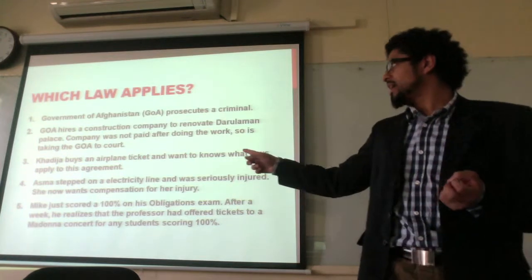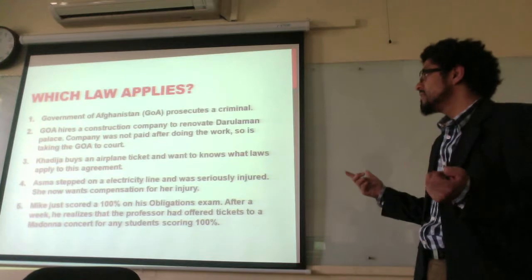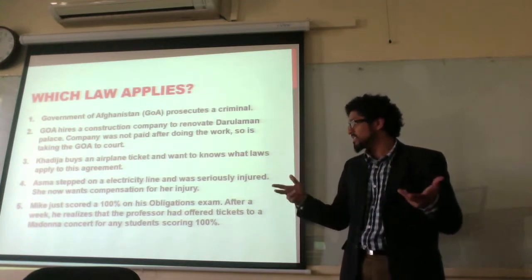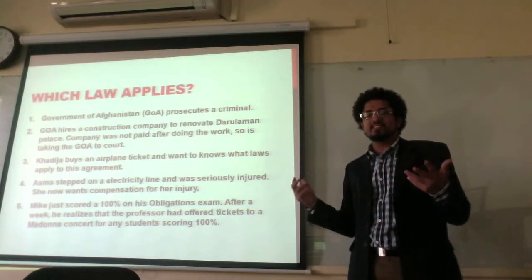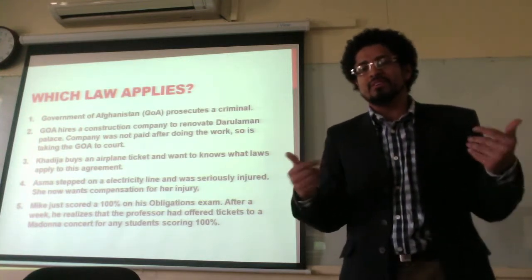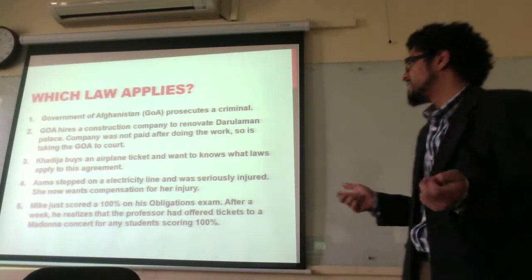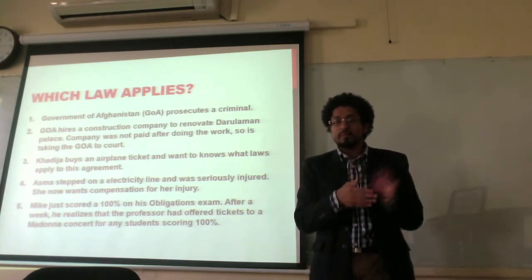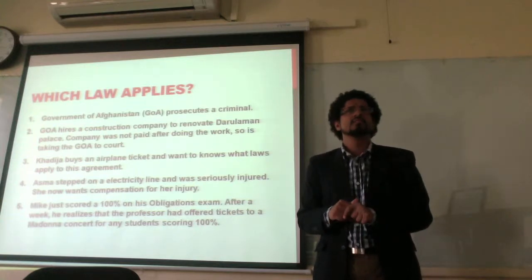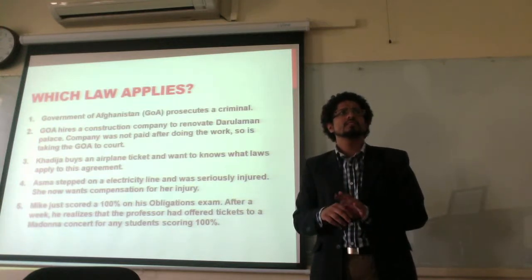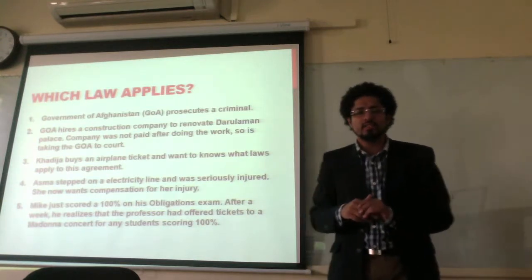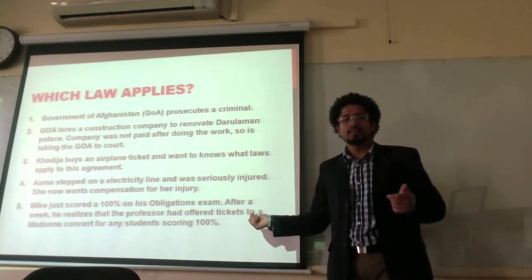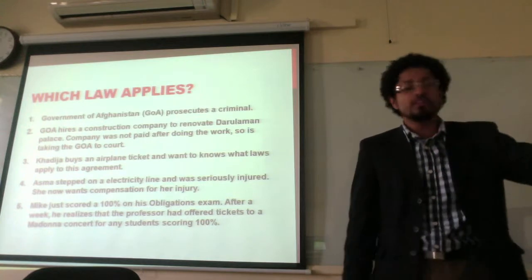Then Mike scored 100% on his obligations exam, and after a week he realized the professor had offered a ticket to a concert. Put Madonna. She's kind of old school. She said Justin Bieber, someone else everyone knows now. A concert for any student scoring 100%. This seems to be useful act. Not useful act. Quasi-contract, so unilateral will. This seems to be unilateral will, like that prize example that I brought up. And so it fell under unilateral will.